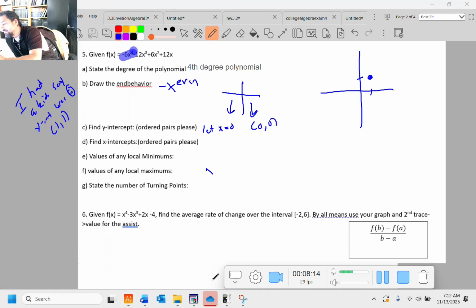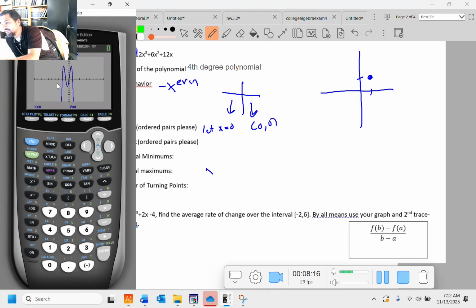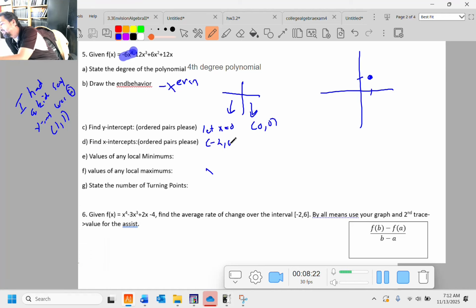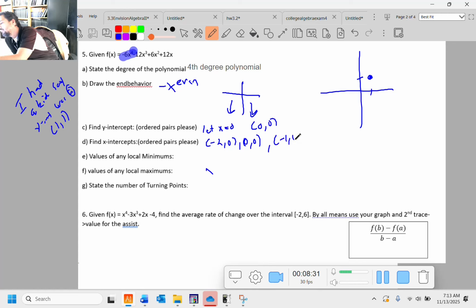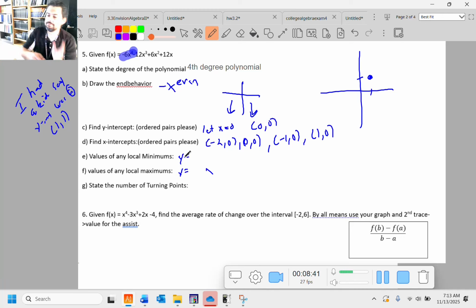The x-intercepts, man, this one was easy. You've got one at -1, 0 and 1, 0. So you got a -2, 0, and 0, 0 is one of them. I want to say -1. Yeah, -1, 0 is one of them. And then we had +1, 0. The values of any local minimums and maximums, these are just y equals things. I didn't want ordered pairs. Didn't want them. They're just y equals things. That's all they are.